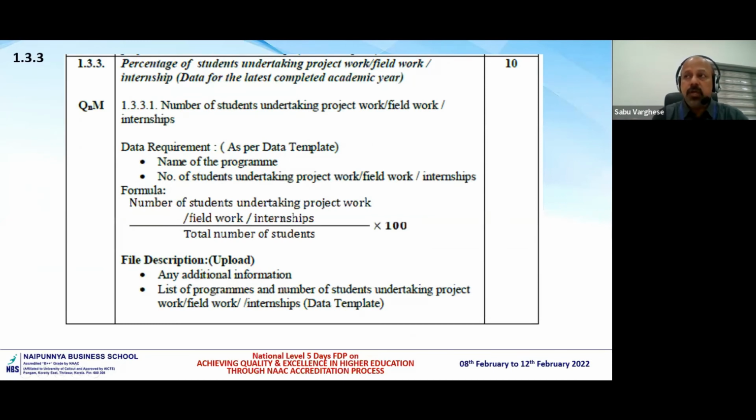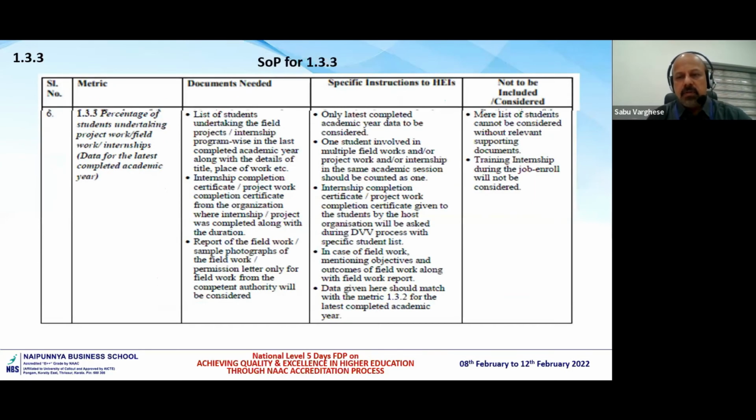And the third one is also a quantitative metric with 10 points: percentage of students undertaking project work or internship. The SOP talks about the list of students undertaking the field work in the last completed academic year, only the last year's internship completion certificate, and the report of the field work. What should be included, what should not be included? A mere list of students cannot be considered. Training or internship during the job enrollment will not be considered.